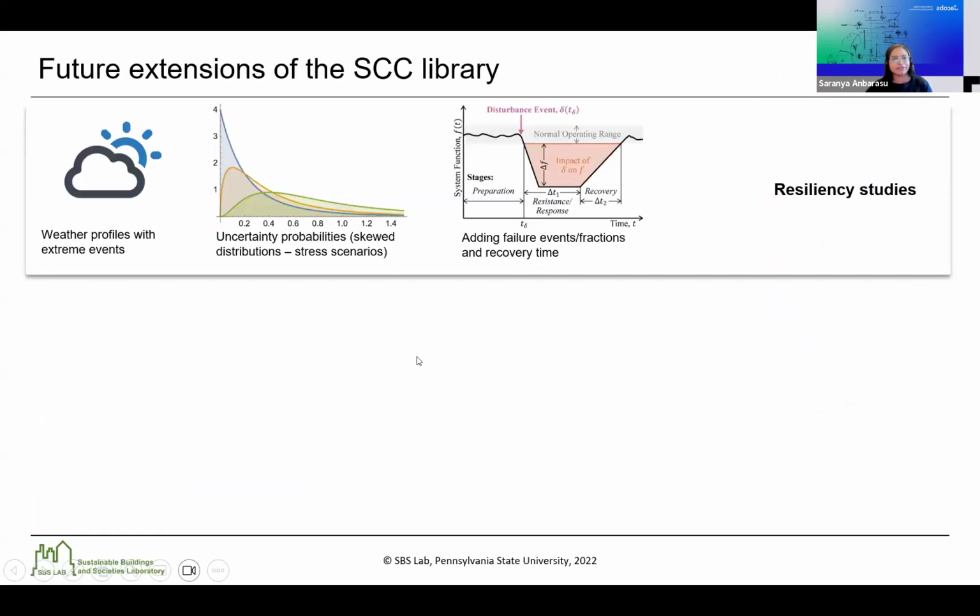So where is the future for SCC library? There's a lot more we can do. We just started. There's more to integrate. We can do resiliency studies with this. Newer extreme weather profiles, uncertainty distributions, and then we can also trace and add more failure fractions, how quickly systems can recover. Like, if a microgrid fails, how quickly can you get back? So all those kinds of studies can be done with these models.